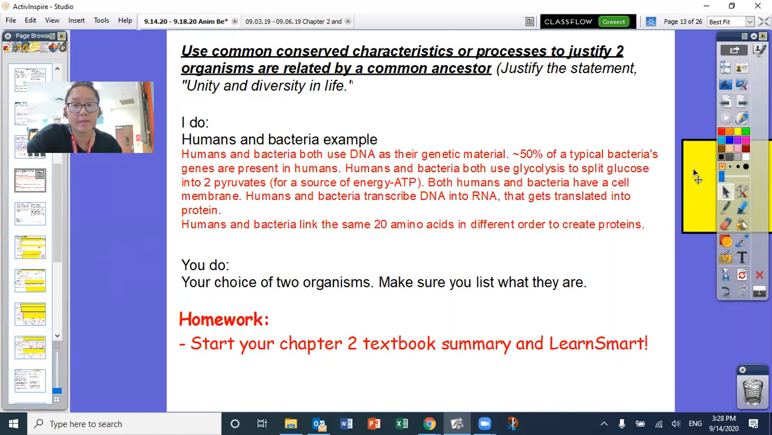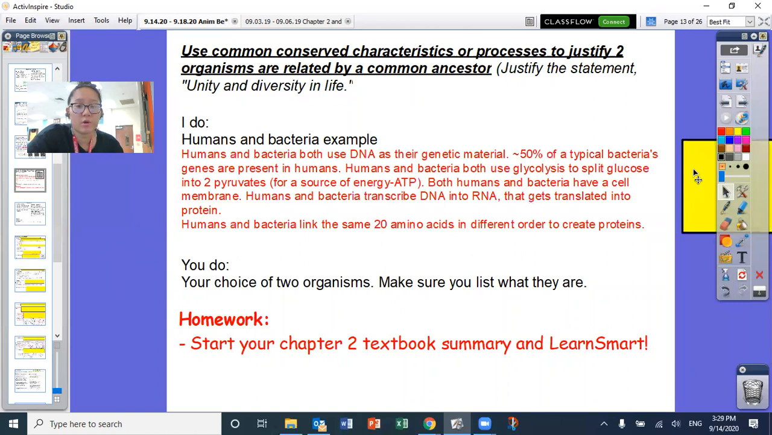Both humans and bacteria have a cell membrane, right? Inside of the bacteria cell wall, they have a cell membrane, as do all human cells, right? The difference is that humans don't have a cell wall. So if you wanted to get into the details, there are differences, but we're looking for similarities, right? Because there is unity in life.